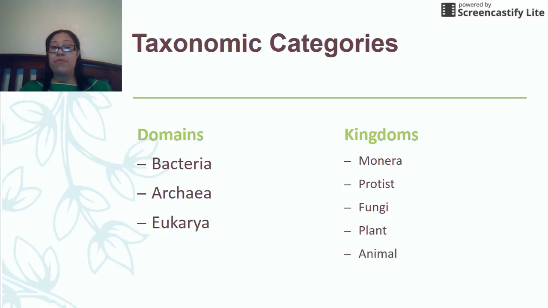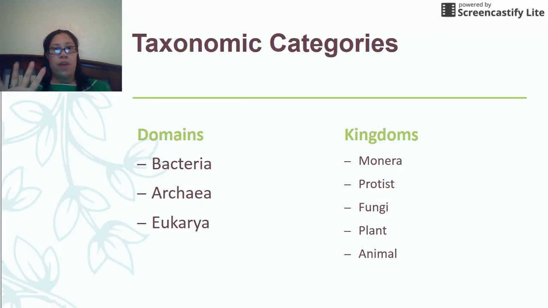All right, so like I said before, there are 3 domains: bacteria, archaea, and eukarya. Bacteria contains, you guessed it, bacteria. Archaea contains the archaic bacteria. These are going to be our extremophiles. They live in extreme environments: extremely cold, extremely hot, extremely acidic or basic. They're called extremophiles. And eukarya is going to contain the eukaryotes. The other 2, archaea and bacteria, are prokaryotes.